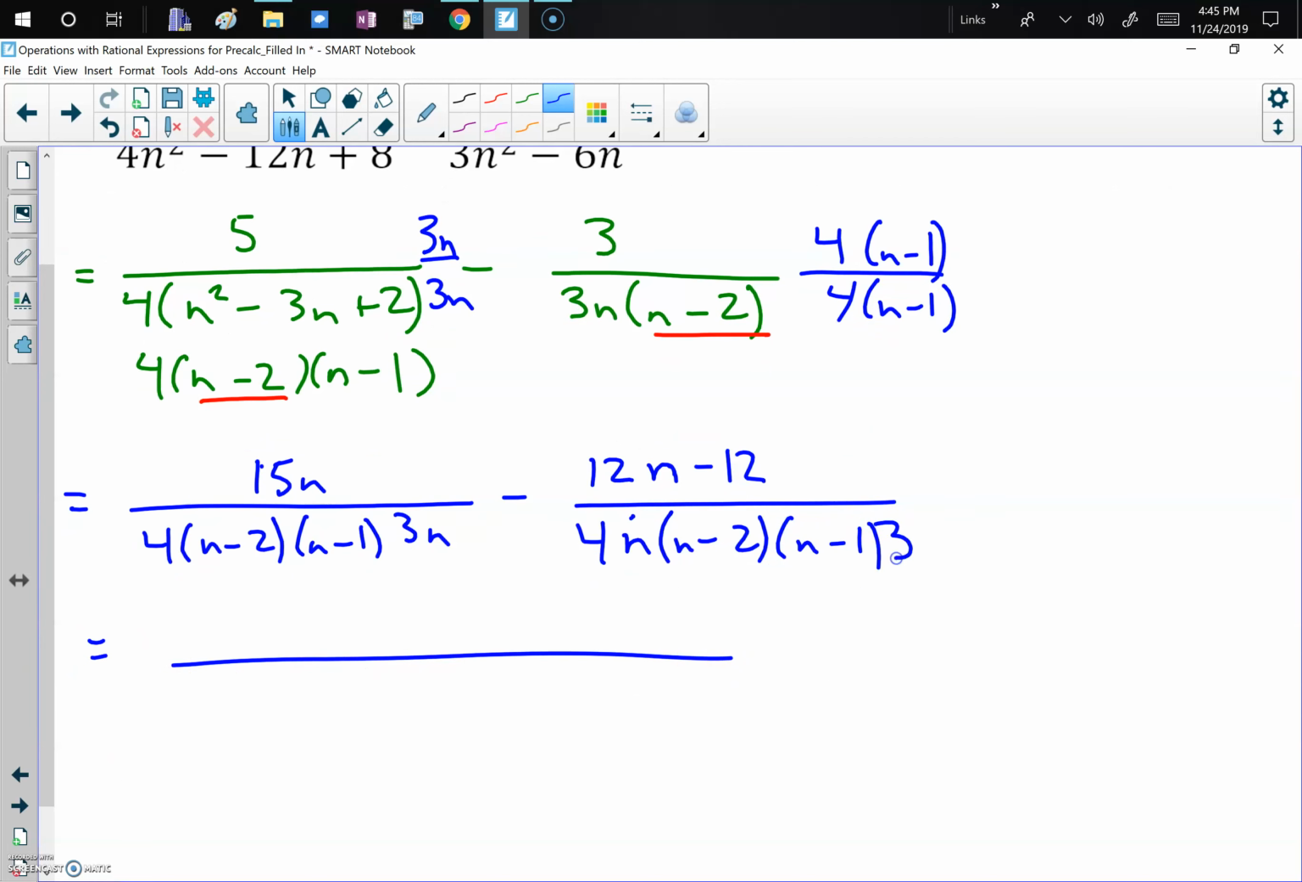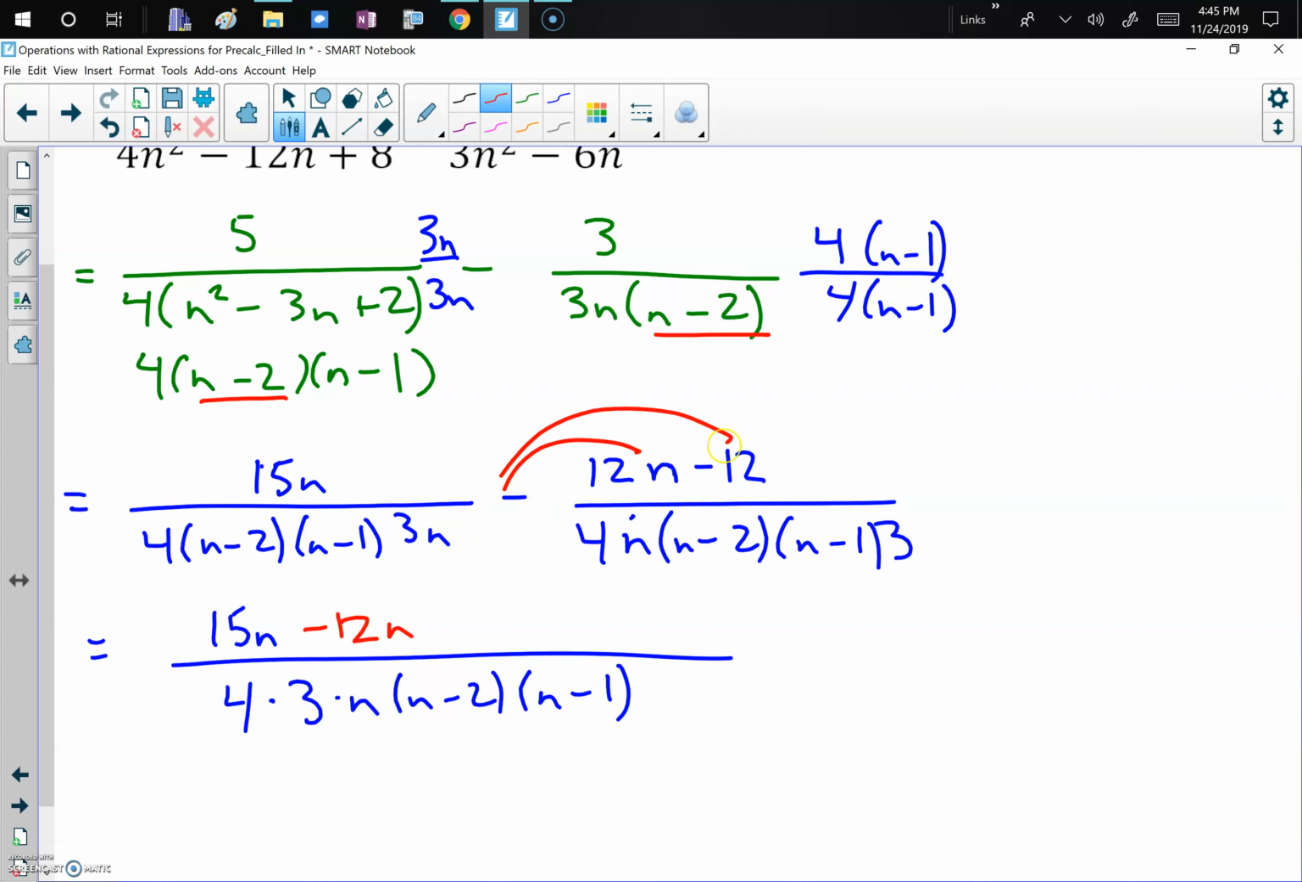Oops, I forgot an extra factor of 3 there. So they do have a common denominator. They share a 4, a 3, the factor of n, the factor of n minus 2, and the factor of n minus 1. And now I can perform that subtraction. So again, being very careful because I have negatives involved. The negative needs to go to the 12n and also to my -12, which will yield a change of signs. So I can combine the like terms of 15n and 12n. That'll leave me with 3n plus 12 for my numerator.